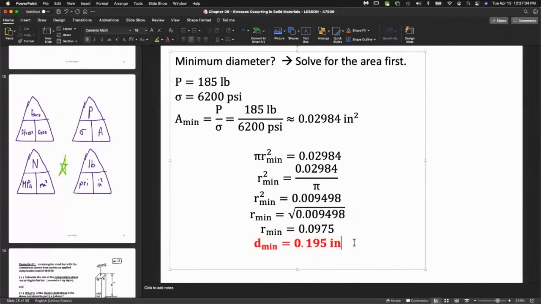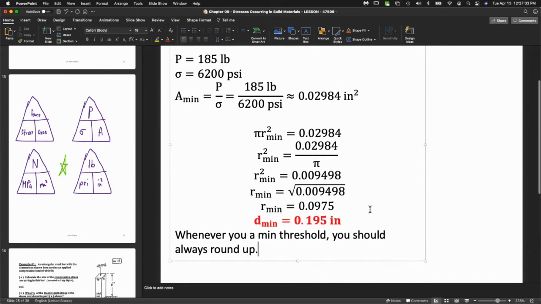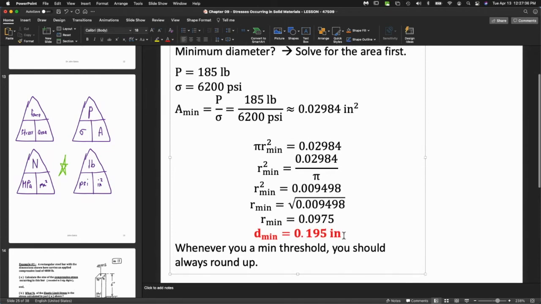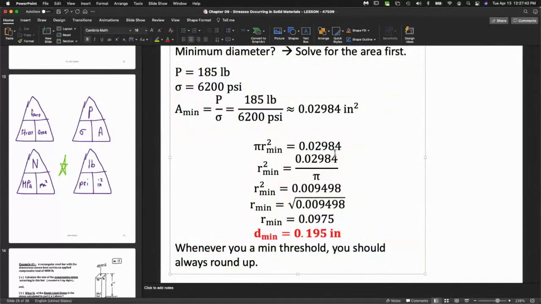Okay, so why was the whole big deal about writing the subscript min? If you don't write the min here, you're not going to lose any marks. I just want to mention one thing here. Whenever you find a min value, a min threshold, if you want, you should always round up. That's not really easy to explain on this example because I didn't keep a lot of digits in showing you the steps. I have lots of digits here, but we don't actually see what happened with this number here.